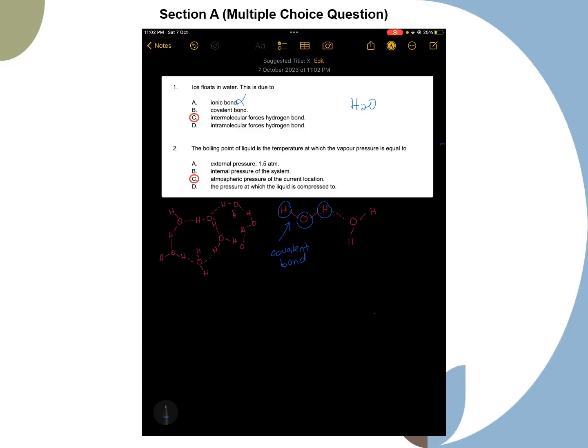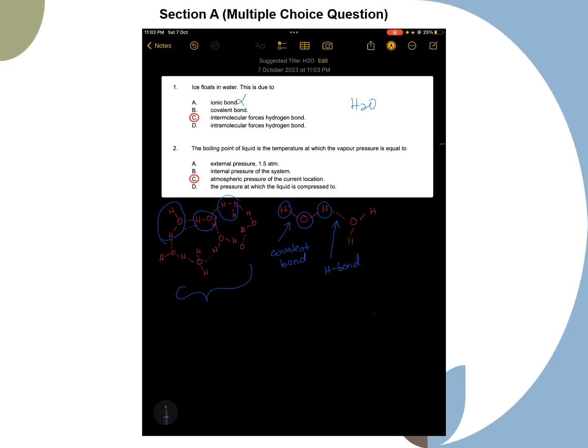But in ice, we know that there is not only one molecule of H2O. It has lots of H2O molecules. So when we have lots of H2O molecules, the interaction between the molecules themselves, we call it intermolecular forces. And one of the intermolecular forces is hydrogen bond. To look further, we can see here the hydrogen bond between the molecules.